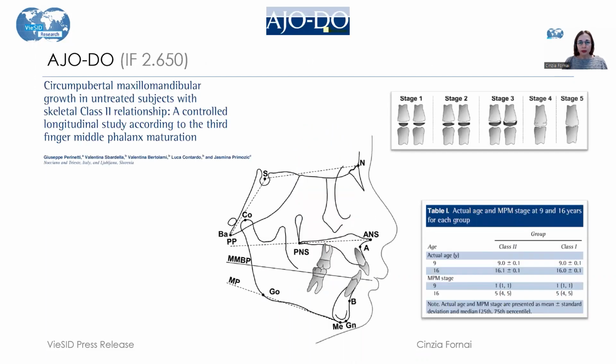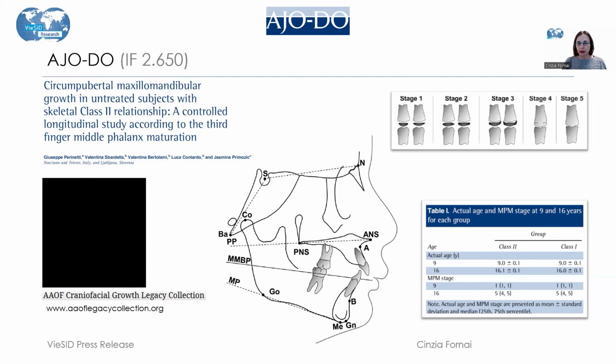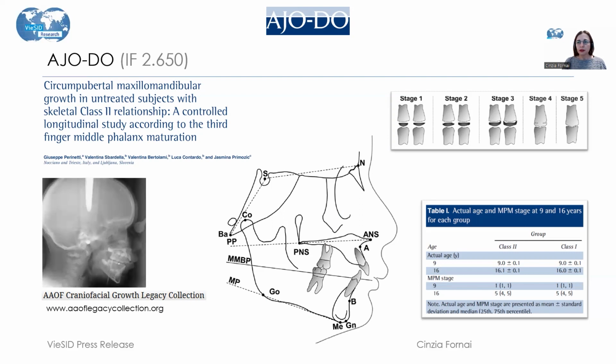In the AGODO, we found a paper by Perinetti et al. on a longitudinal study addressing facial growth differences between skeletal class 1 and class 2 untreated subjects. They consider cephalometric data from the Burlington Growth Study, retrieved from the online repository Craniofacial Growth Legacy Collection. They selected 13 males and 19 females and compared their facial growth between the age of 9 and 16 years using cephalometric variables.